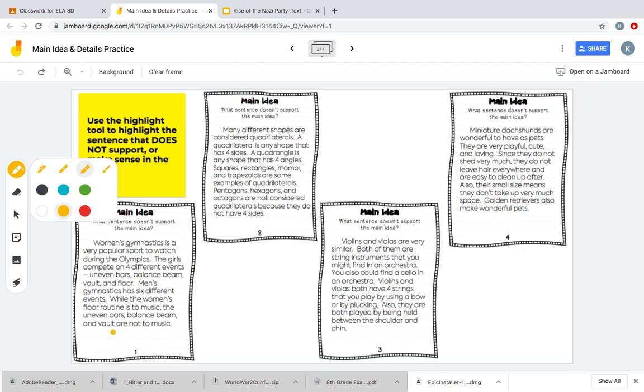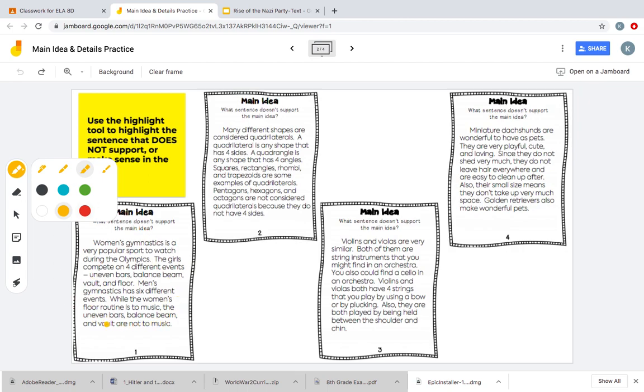So if we do number 1, for example, it says, women's gymnastics is a very popular sport to watch during the Olympics. The girls compete on 4 different events: uneven bars, balance beam, vault, and floor. Men's gymnastics has 6 different events. While the women's floor routine is to music, the uneven bars, balance beam, and vault are not to music.